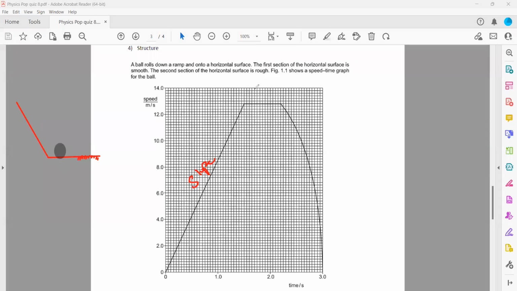This shows it is moving on the horizontal part, which is smooth. And this shows it is moving on the horizontal part, which is rough. So three different stages are there for this motion. First accelerating, then constant speed, and then deceleration, or it slows down.